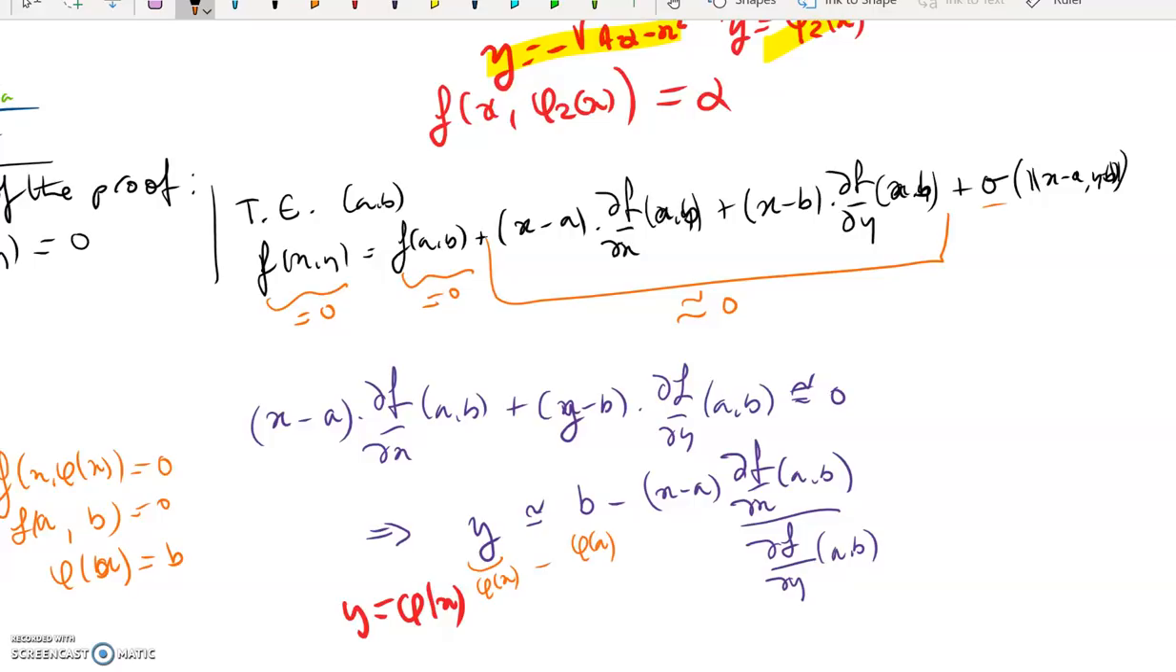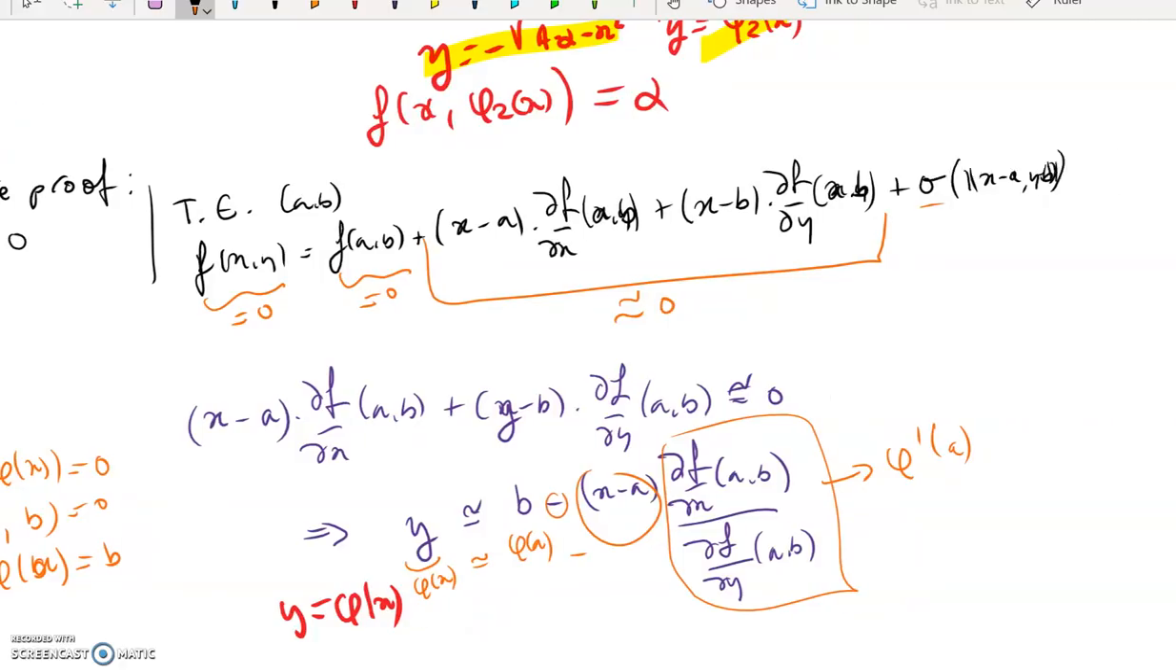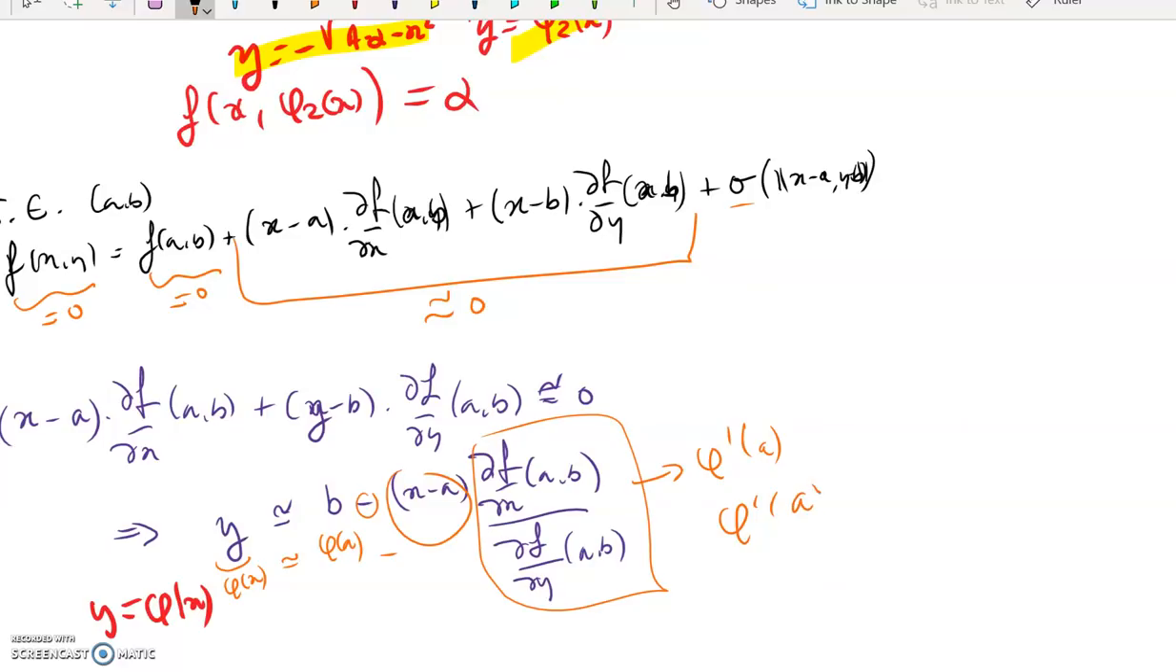Okay, so that looks like phi of x is approximately equal to phi of a minus x minus a, which is just the increase between x and a, times something. And that something, according to first order Taylor expansion, is just the first order derivative, that should be phi prime at point a. Don't forget we have a minus here. So we get that phi prime of a should be equal to minus df over dx at point AB divided by df over dy at point AB.